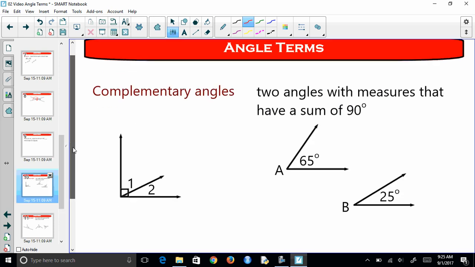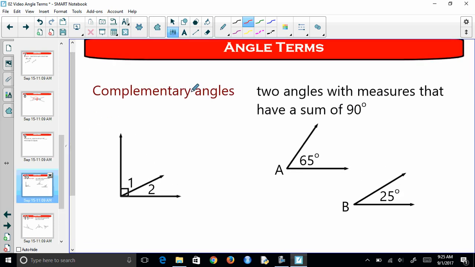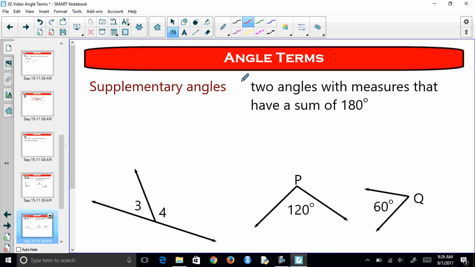Now, our last two are complementary and supplementary. Complementary angles are two angles with measures that add up to 90. They could be adjacent angles like angles 1 and 2. If we add these two together, see how it equals 90. Or they could be off to the side where A is 65 and B is 25, and they both add up to 90. Same with supplementary angles, but now we're adding up to 180 degrees.